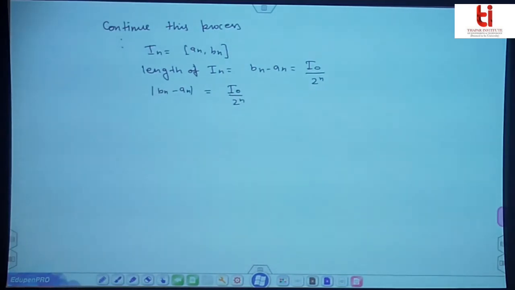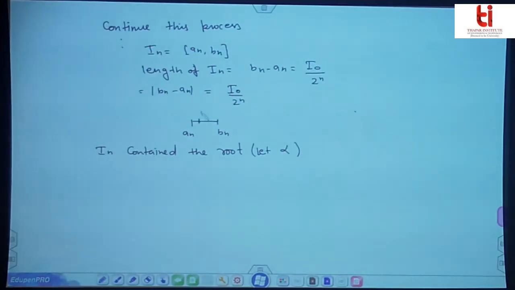So in this case An and Bn is a very, very small interval. After n steps we are getting this interval, and this interval In contained the root. Let it be alpha. Maybe this alpha could be anywhere inside this interval, maybe here or here.